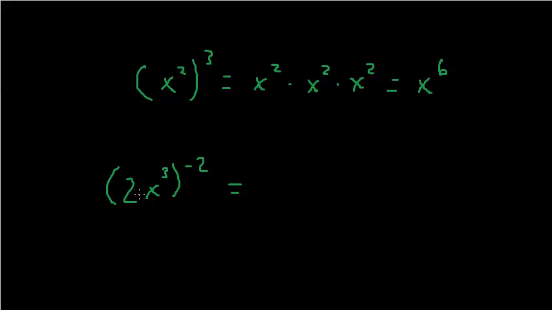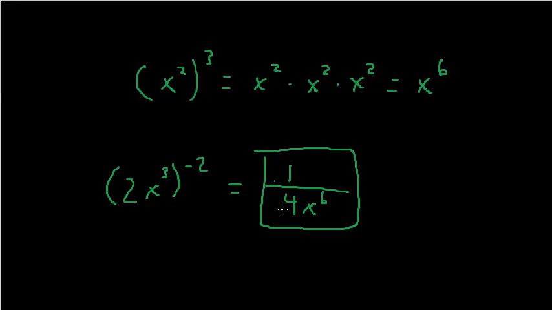Everything inside here gets raised to that negative second power. So 2 to the negative second is 1 over 4. And x cubed to the negative second is x to the negative sixth, which is the same as x to the sixth in the denominator. So this then is my simplified answer using all positive exponents.